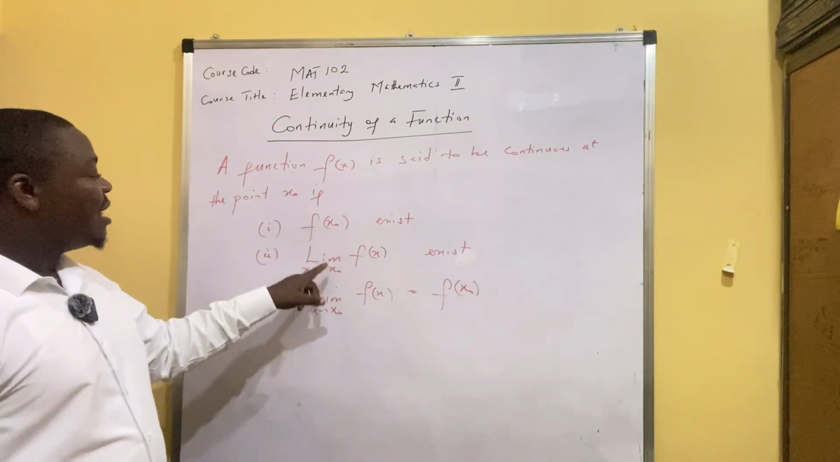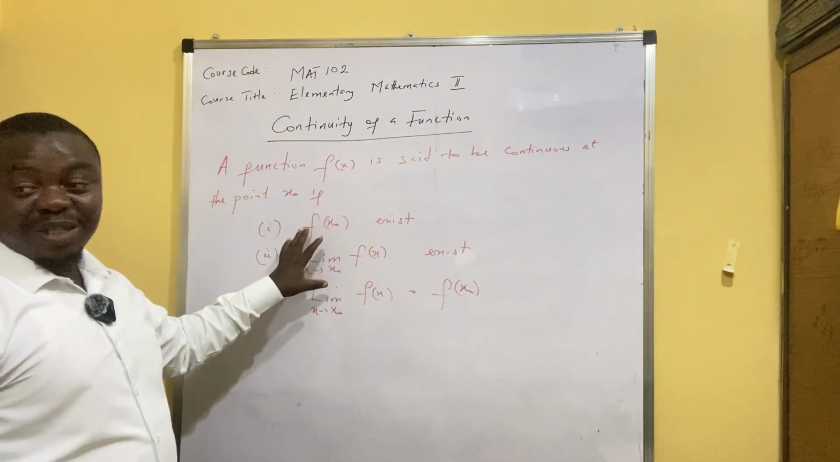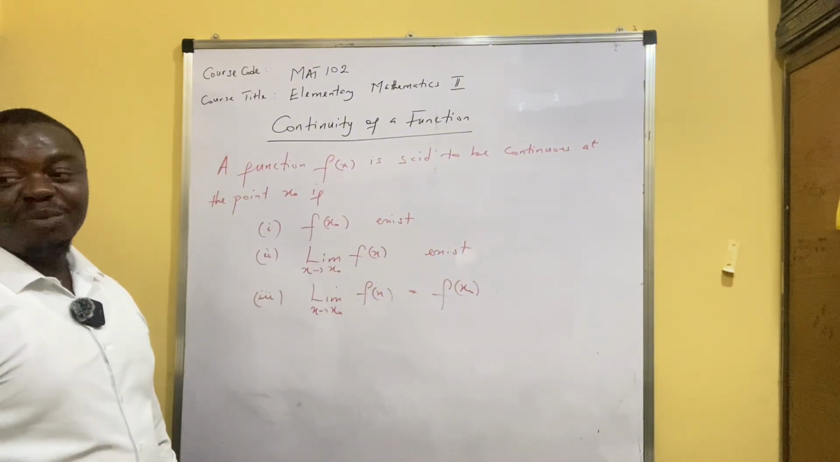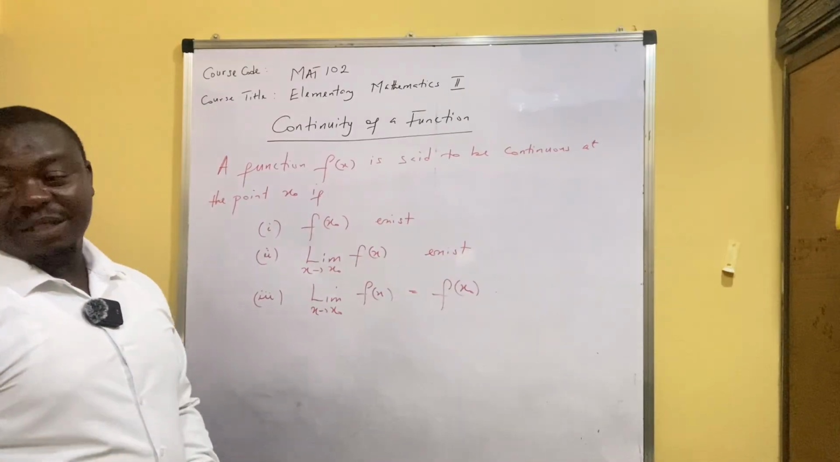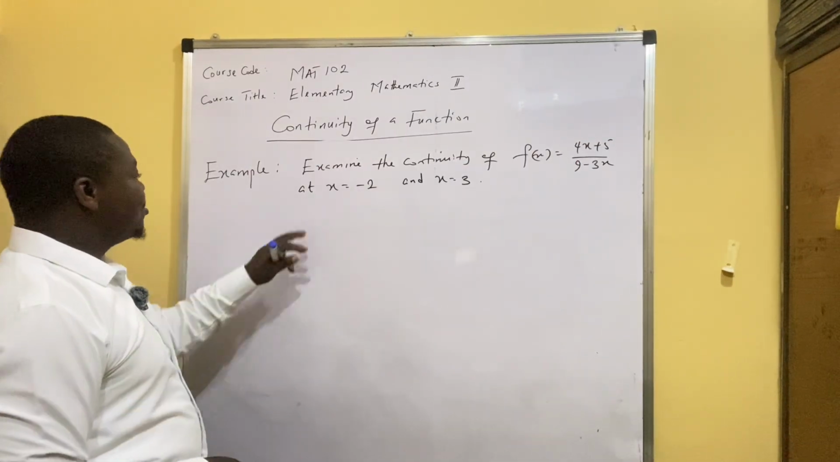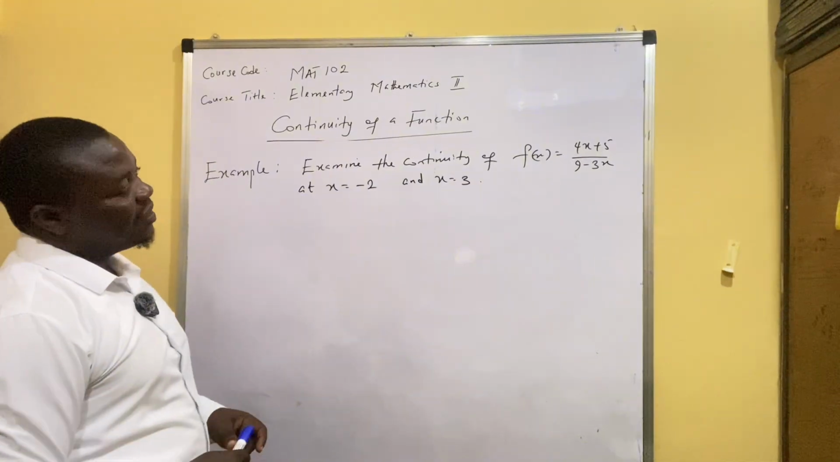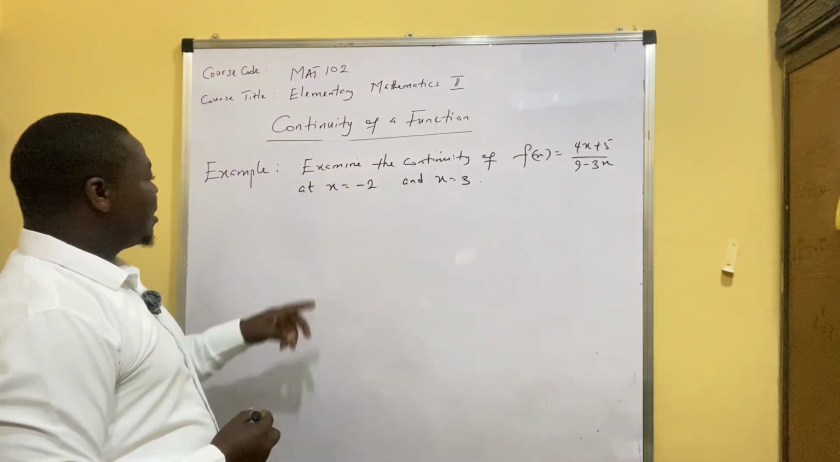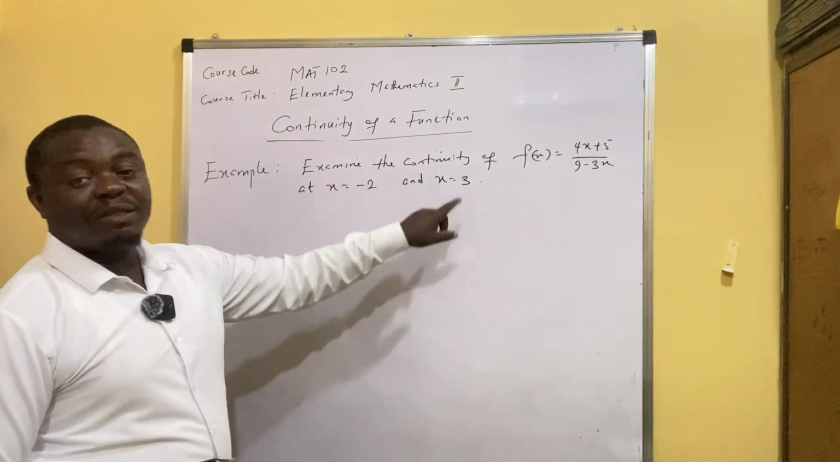It's possible that this exists and this exists, but both of them are not equal. Once they are not equal, it does not satisfy the last one. Therefore, it's still not continuous at that point x naught. So let's take an example to illustrate this. We have to examine the continuity of the function f of x equals 4x plus 5 over 9 minus 3x at x equals minus 2 and x equals 3.